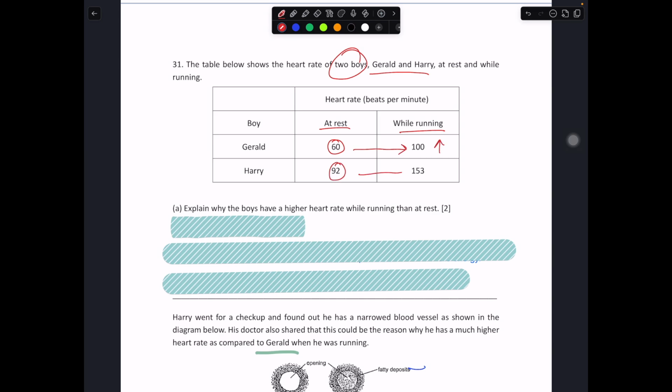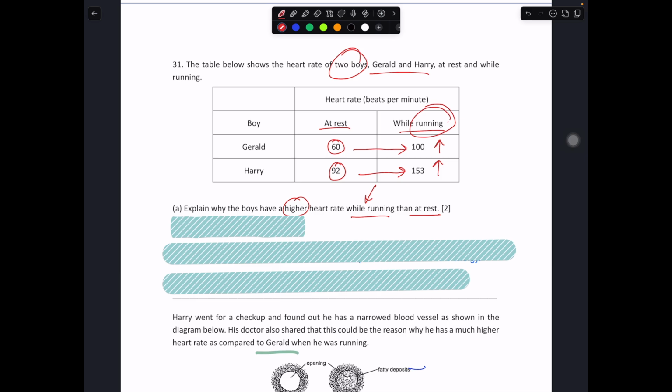At rest 92, while running it also increases. Both increase when they are doing the running activity as compared to at rest. So explain why the boys have higher heart rate while running than at rest. Focus on this part: when running, how come the heart rate is faster?